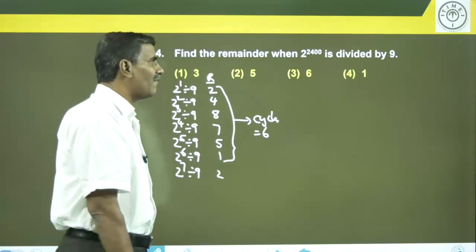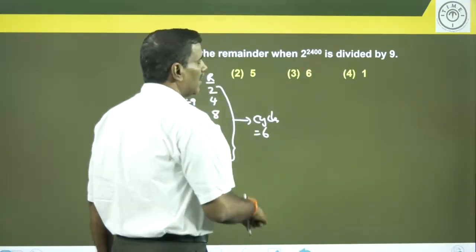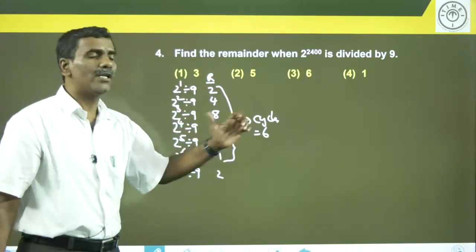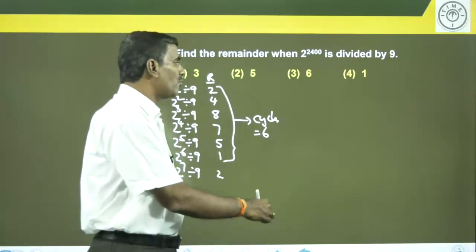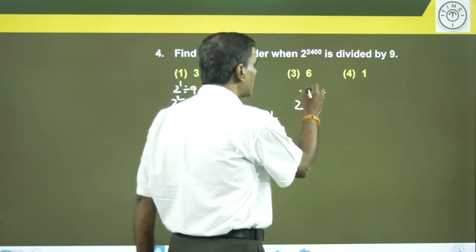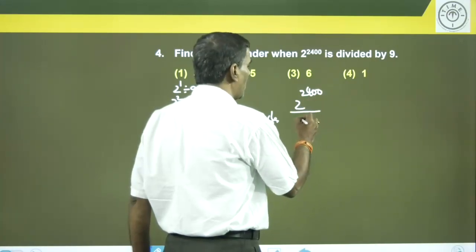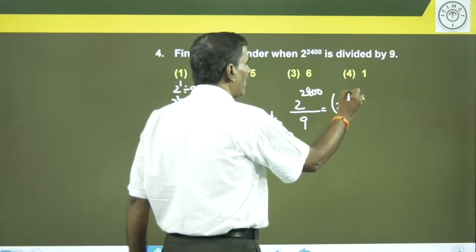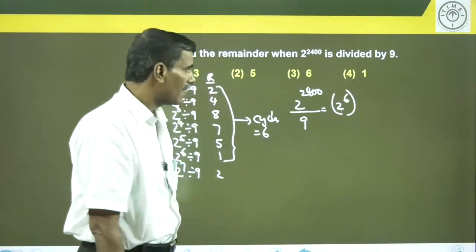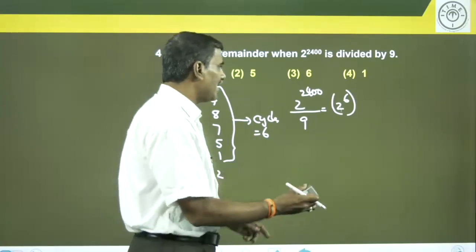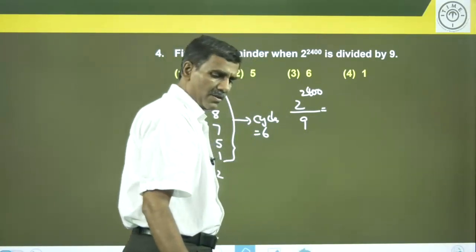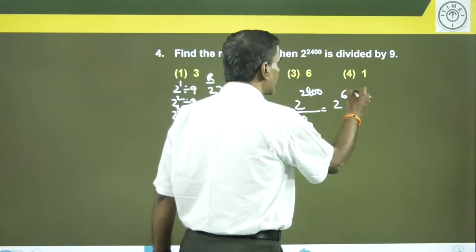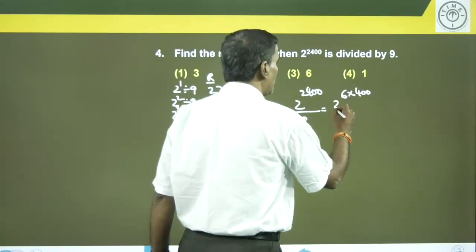Now once we know the cycle for the given number and the divisor, we need to express the index given there in terms of this cycle. That means 2 power 2400, we are interested in finding the remainder when it is divided by 9. So what we will do is express the 2400 in terms of 6. 6 400s is 2400. So we will write it as 2 power 6 into 400, divided by 9.